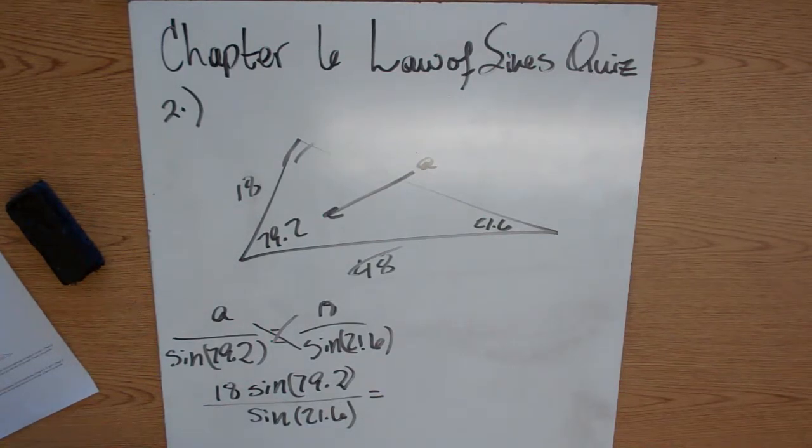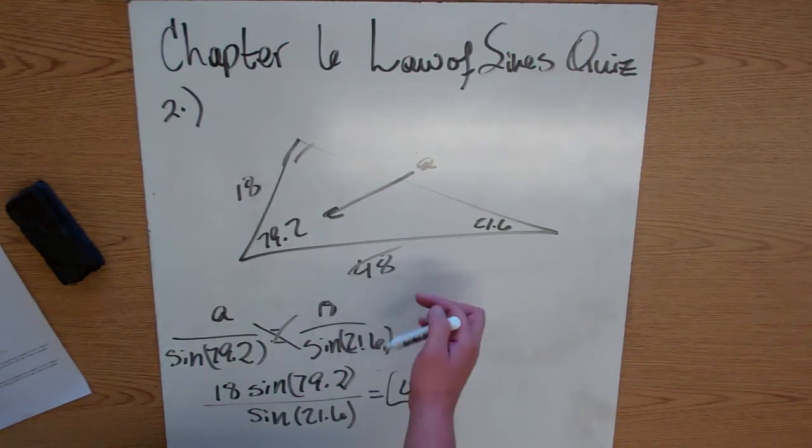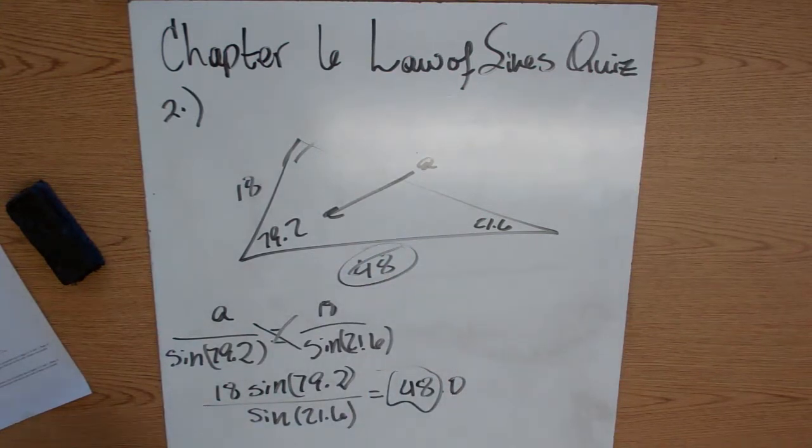Now this is just a simple calculator problem. 18 times the sine of 79.2 divided by the sine of 21.6. And you should get 48.0 or just 48. So if you look, this is actually an isosceles triangle because this side is 48 as well.